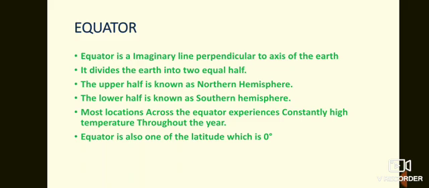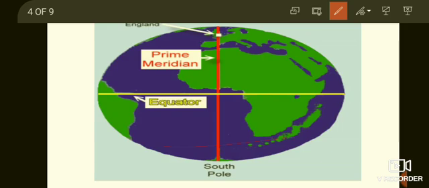Most locations near the equator experience constantly high temperatures throughout the year. Most of the areas which are near to the equator or across the equator experience high temperatures throughout the year. This is because they receive direct sunlight from the sun throughout the year.